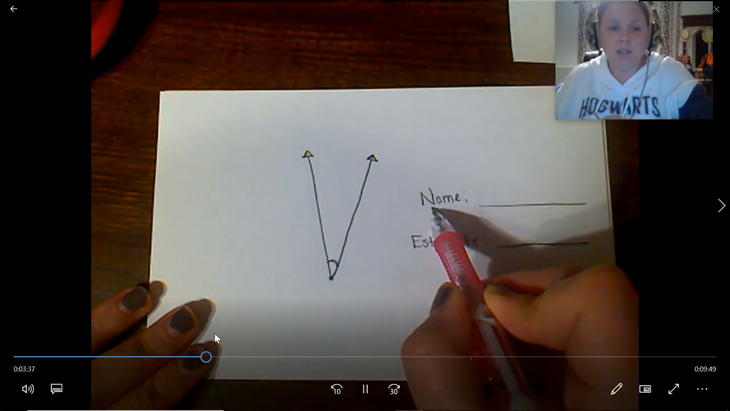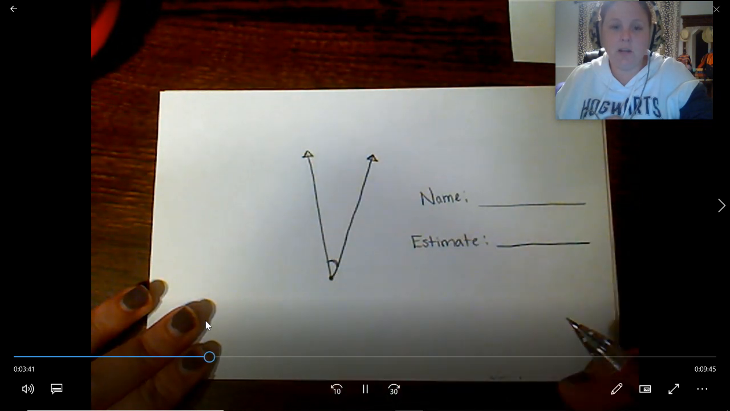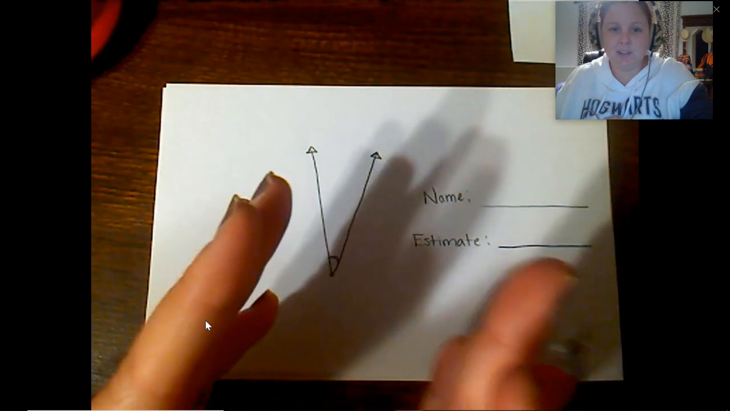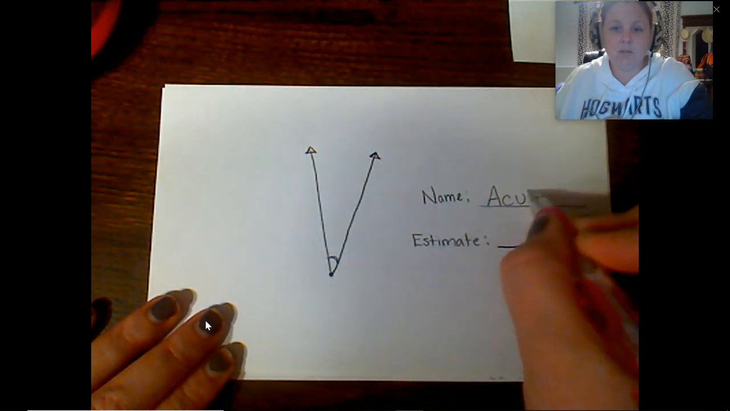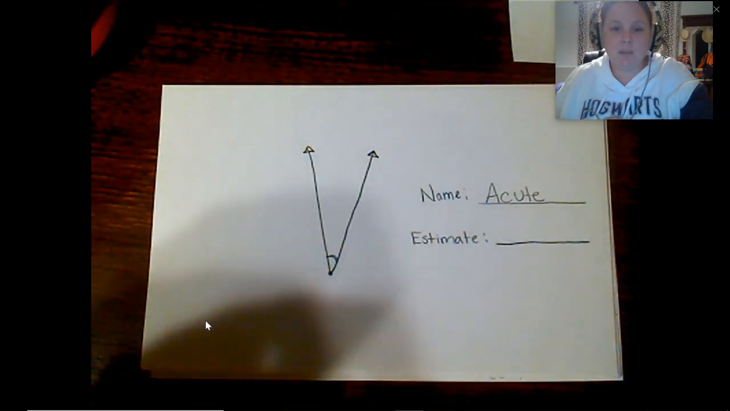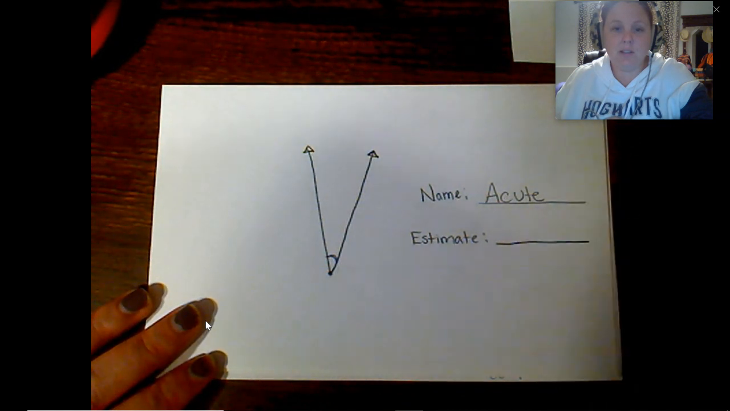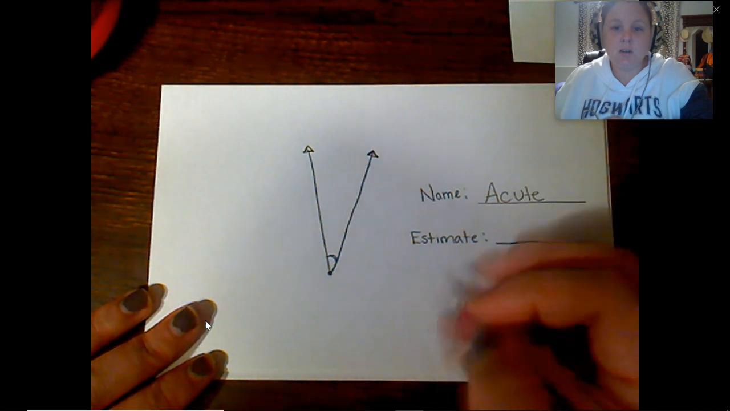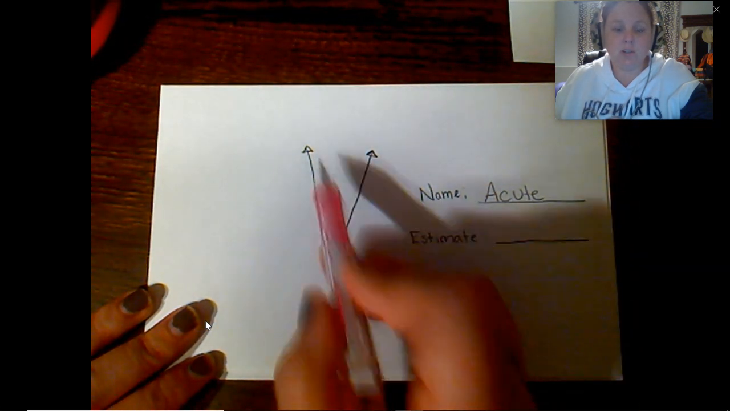The next one is showing you the name again, either acute, obtuse, or right angle. This is very obvious that it is smaller than 90 degrees, so that one is going to be an acute angle. And then when we estimate, we think about the fact that this is going to have to be smaller than 90 degrees, but more than 0. So it has to be between 1 and 89 degrees.